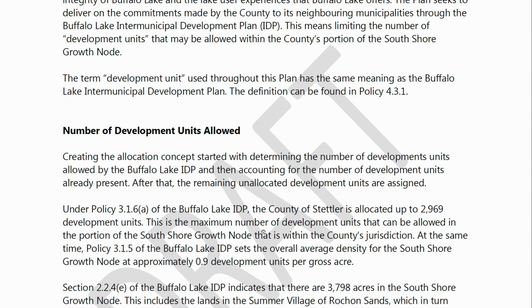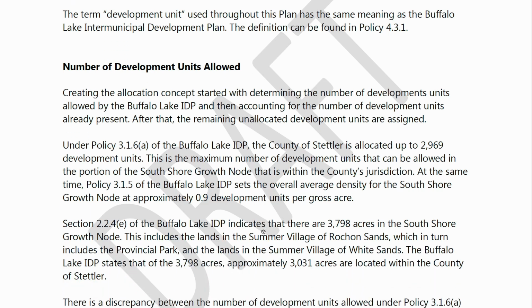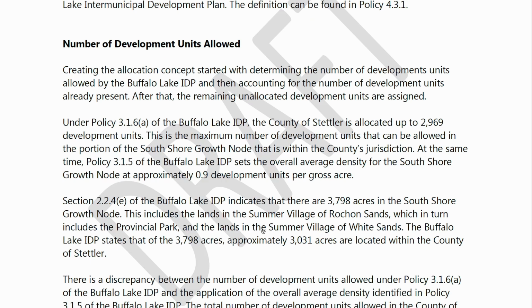Having gone over the term development unit, we'll now go through the concept of how the allowable number of units assigned to the County of Stettler were distributed throughout the plan. We take our lead from the Buffalo Lake IDP, which indicates that the county is allocated up to 2,969 development units within all of the growth node area that's within the county's boundaries. That number has to take into account the existing development units based on the definition that we just looked at, and the future development units that may be allowed in the area.